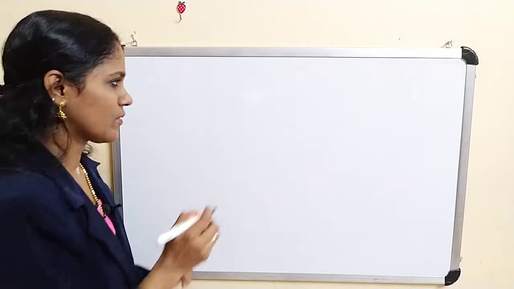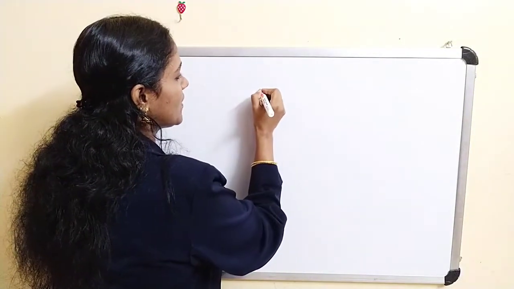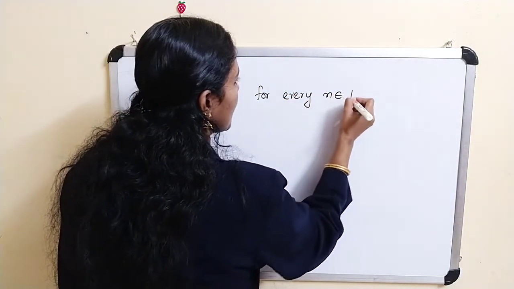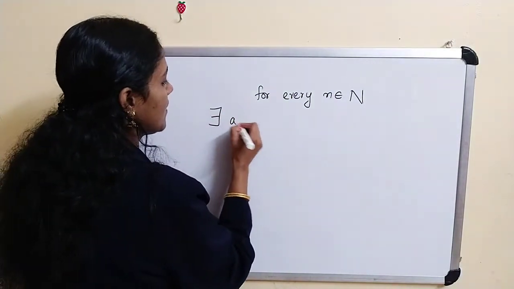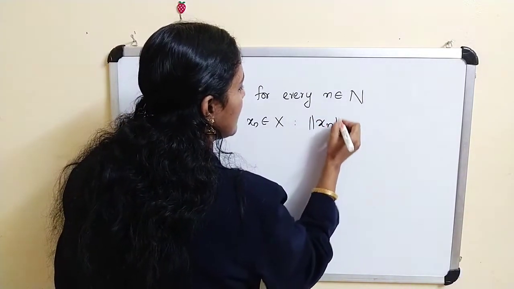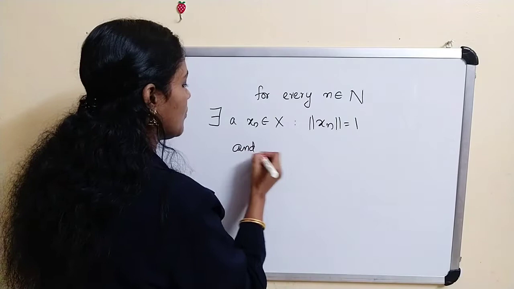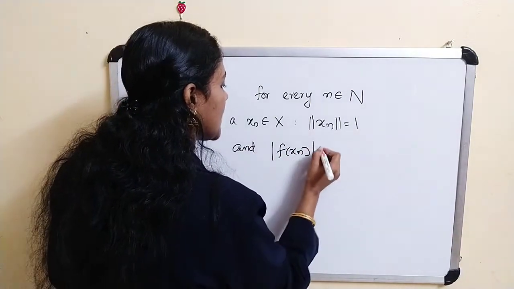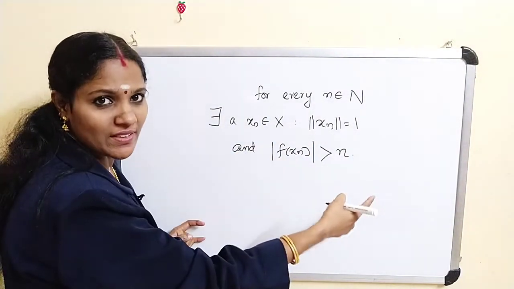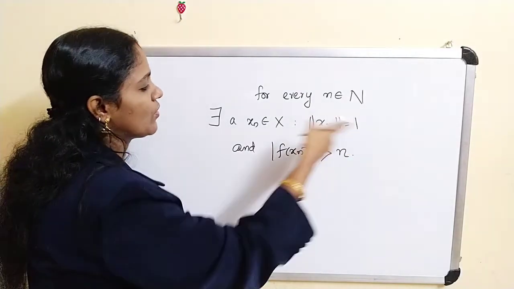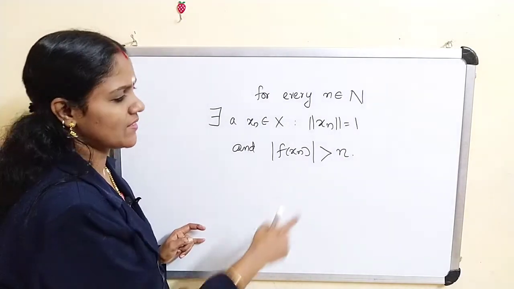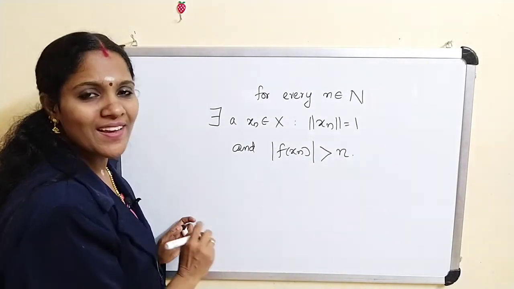Therefore, if f is a continuous functional, then f is a bounded linear function on x. So, while writing the proof, you write: suppose f is not bounded, then for every n belongs to N, there exists a sequence xn in x such that norm of xn is equal to 1 and modulus of f of xn is greater than n. Finally that leads to a contradiction.